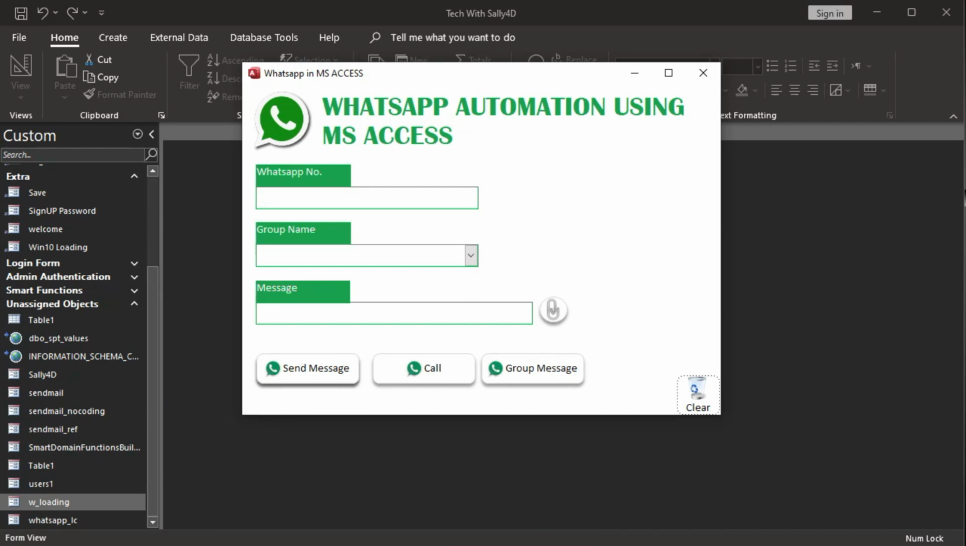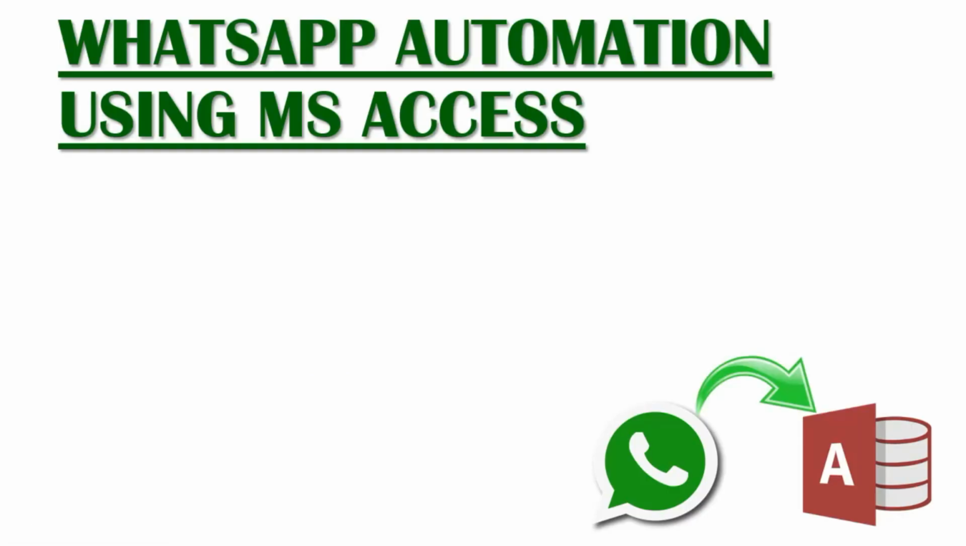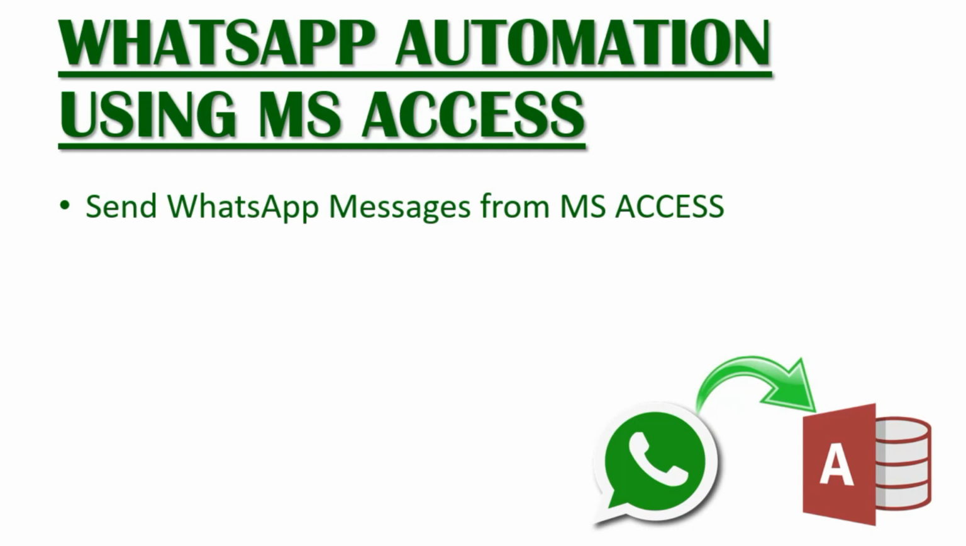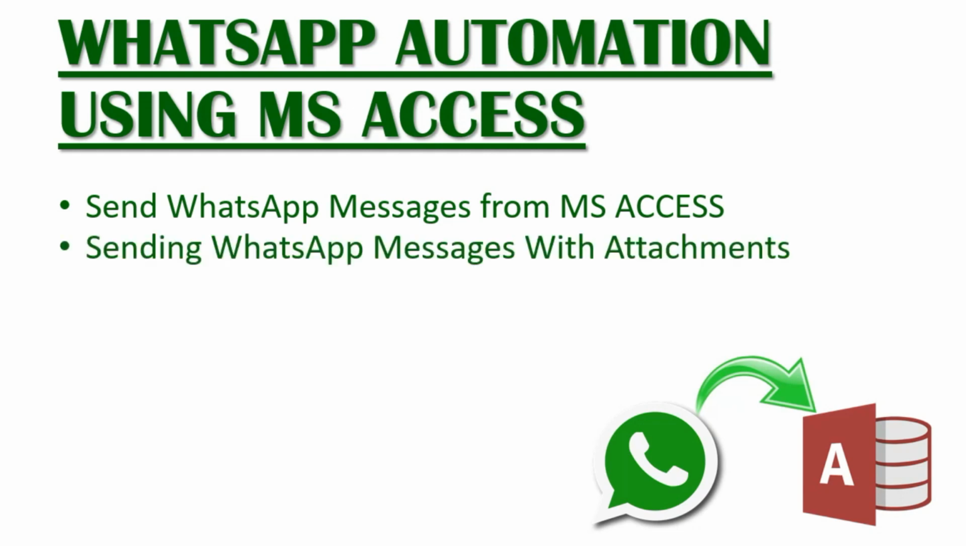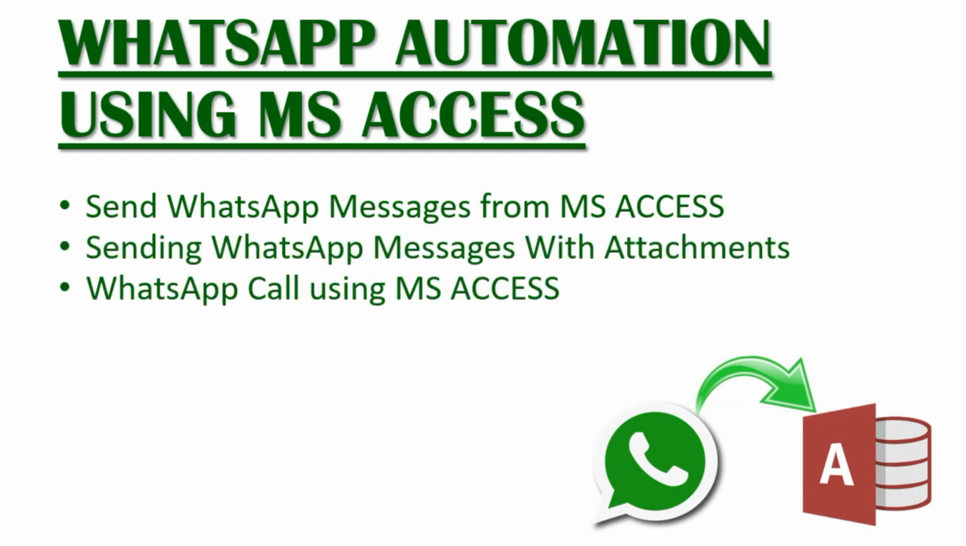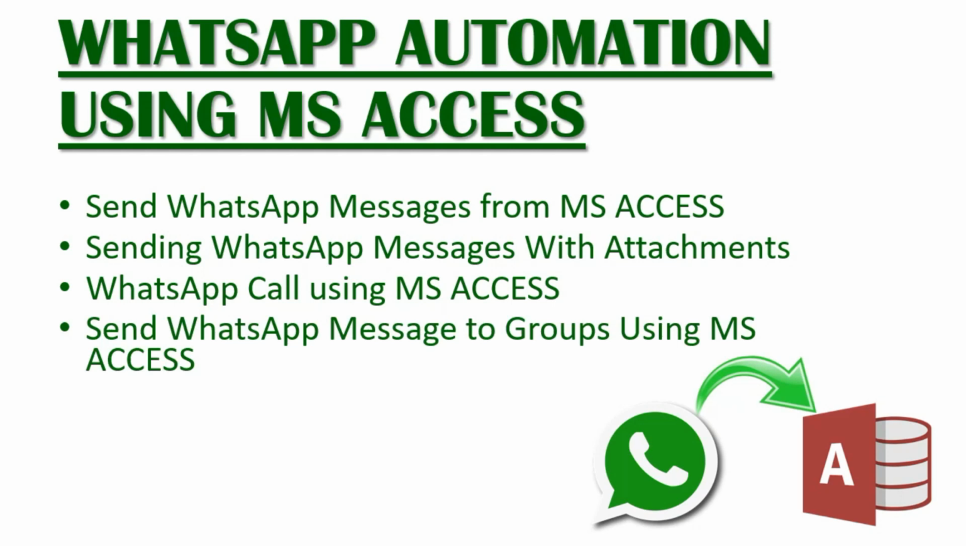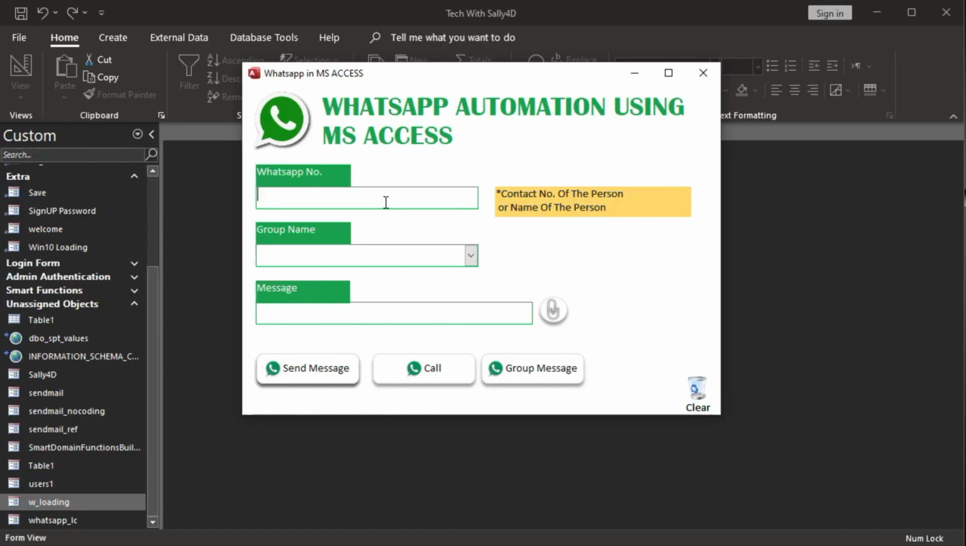So what will we do today? We will automate WhatsApp using MS Access. Send WhatsApp messages from MS Access, with attachments, okay? And also we will send a WhatsApp call using MS Access. And last but not the least, we will send WhatsApp messages to groups using MS Access. So let's get started without wasting any time.